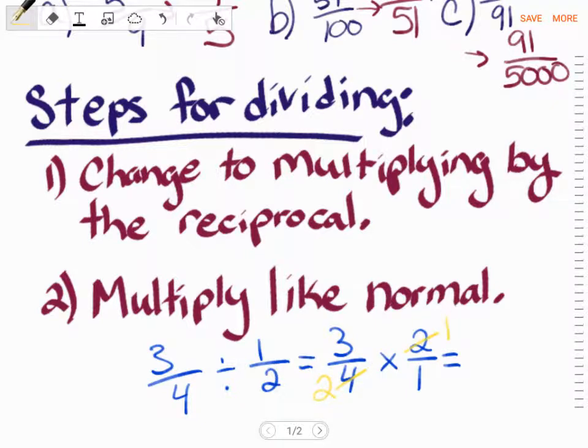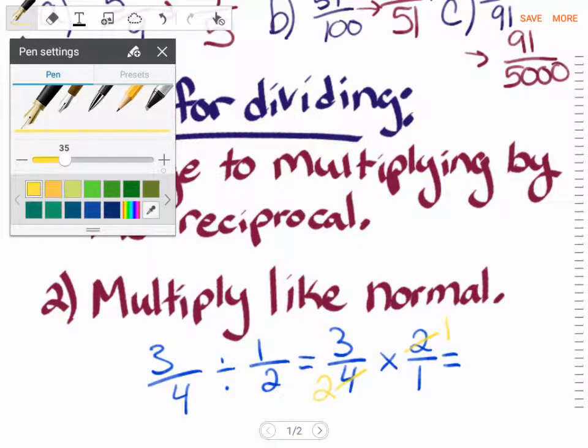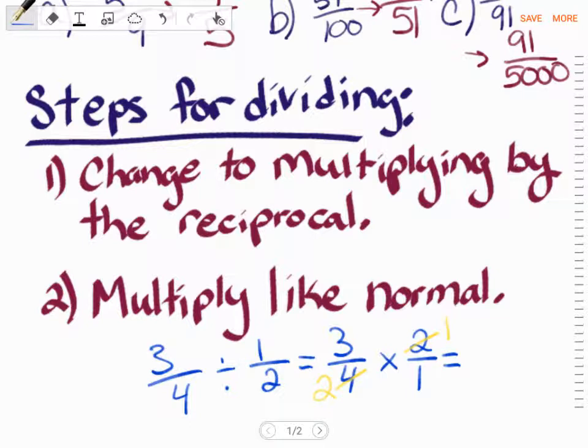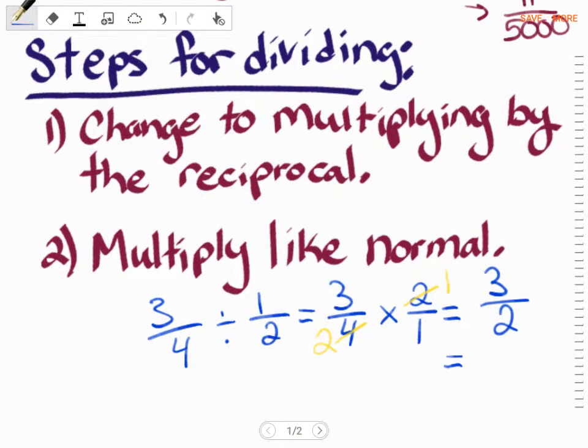So now with my new fractions, I'm going to use these numbers to help me multiply. I'm going to think of 3 times 1, so I'm going to have 3, and then I'm going to have this 2 times the 1 down here, and get 2. And if I want to simplify this, I would say 3 divided by 2 would give you 1 and 1/2.